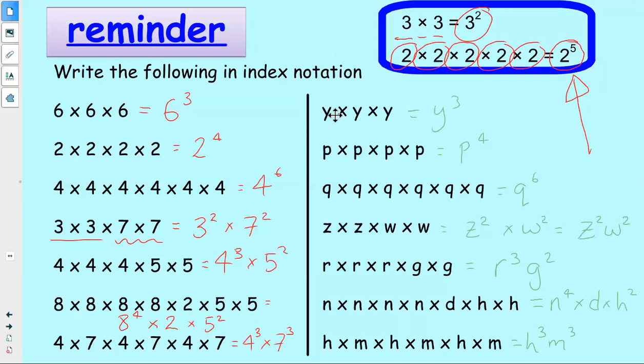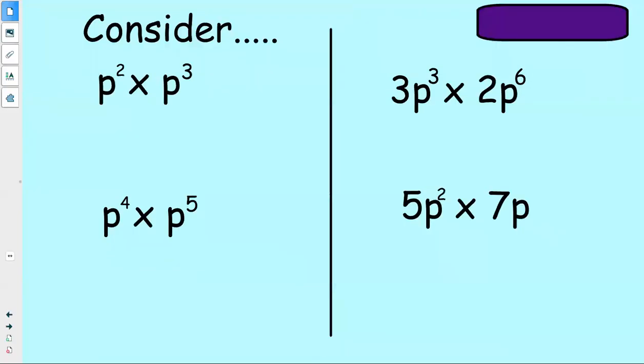Just clear this. Okay, let's consider these questions here. So what does p squared mean? P squared means p multiplied by p. And then you're multiplied by p cubed. What does p cubed mean? It means p multiplied by p multiplied by p. So what is that answer? It is in fact p to the power of 5.